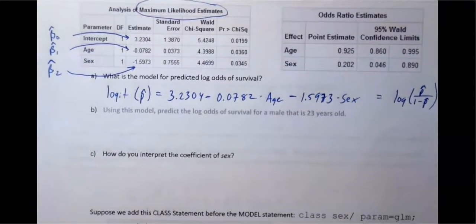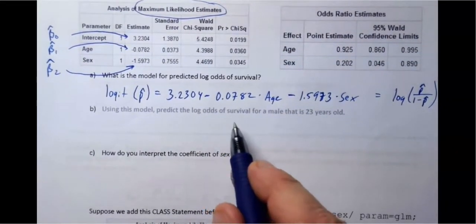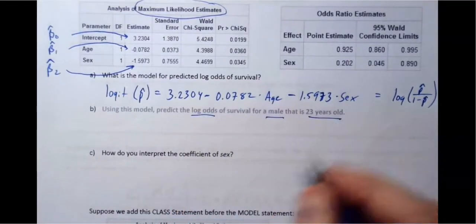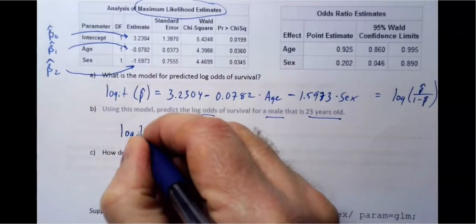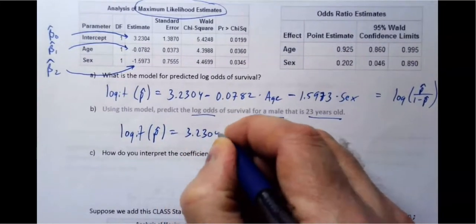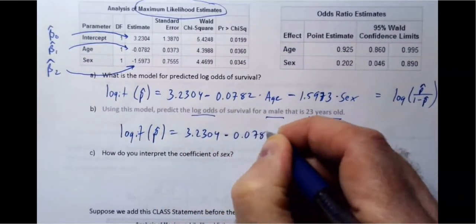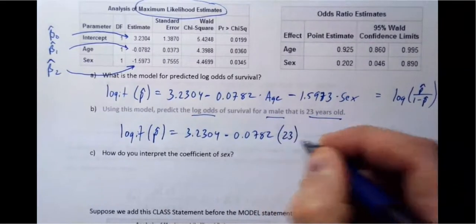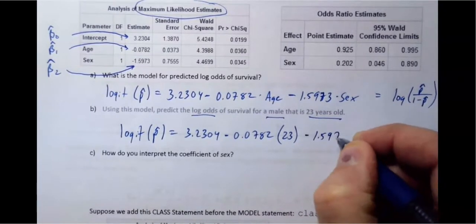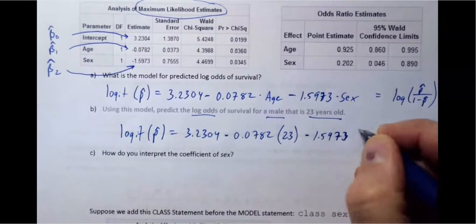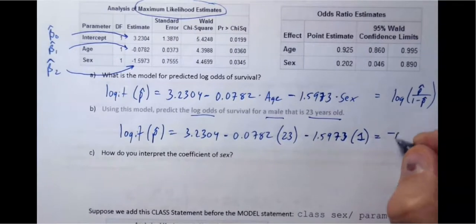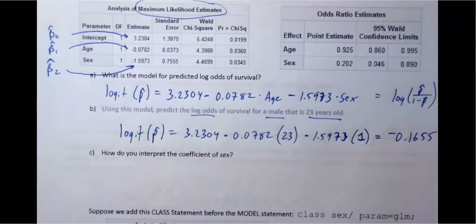So now using this model, predict the log odds of survival for a male that is 23 years old. We can say logit p hat in this case is going to be 3.2304 minus 0.0782 times 23 years old. Sex is equal to 1 for males, so minus 1.5973 times 1, if you will. And if you multiply that out, I believe you'll get negative 0.1655.